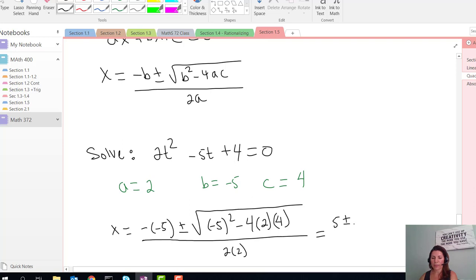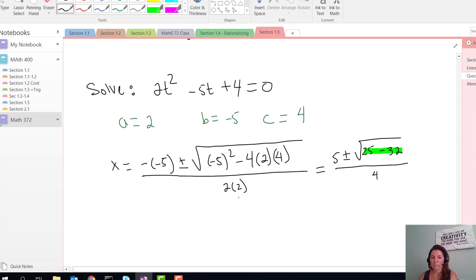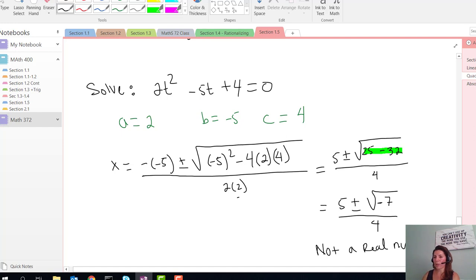So this becomes 5 plus or minus the square root of, simplify the inside here, so that's 25 minus, let's see, 4 times 4, well 4 times 2 is 8, times 4 is 32, over 4. And now here's a red flag. What's wrong with that? I guess I should have highlighted it red. I'm going to have 5 plus or minus the square root of a negative number, right? Negative 7, over 4. And I can't take the square root of that. So this is not a real number. So it has no real solution.